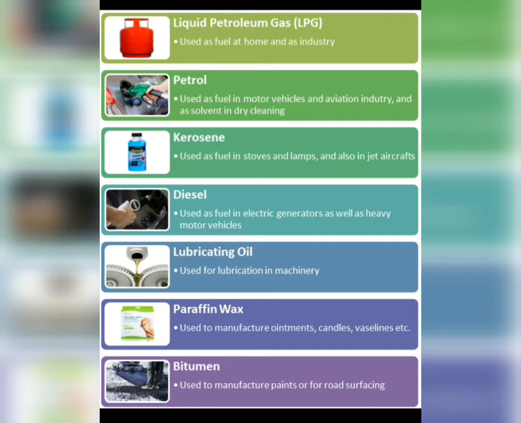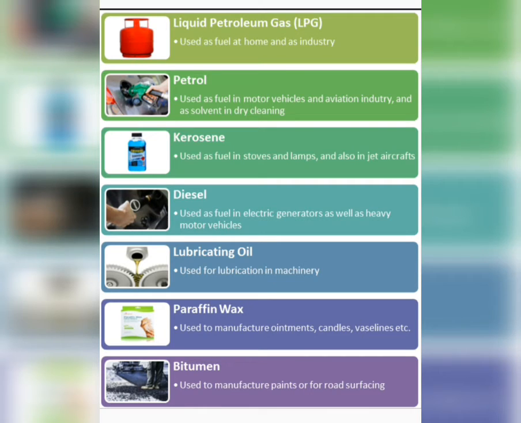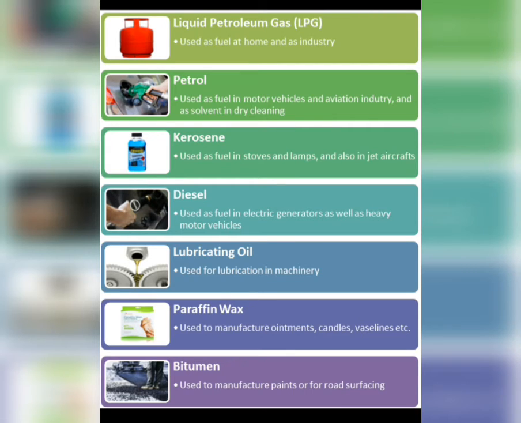The next product is kerosene. Kerosene is also obtained from petroleum, and it is used as a fuel in wick stoves and pressure stoves to cook food, and it's also used in lanterns for lighting purposes. Maybe you have seen those lanterns which work on kerosene. And a special grade of kerosene oil is also used as aviation fuel in jet airplanes.